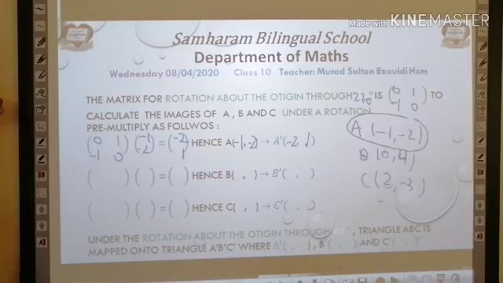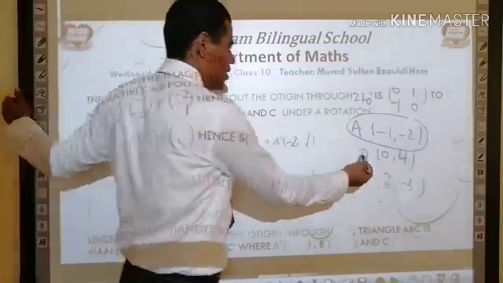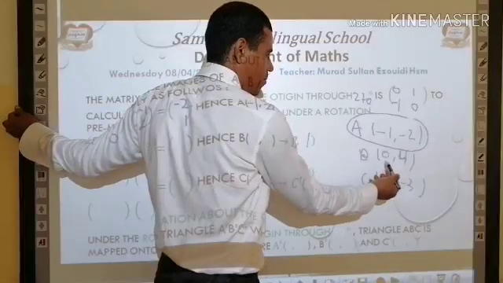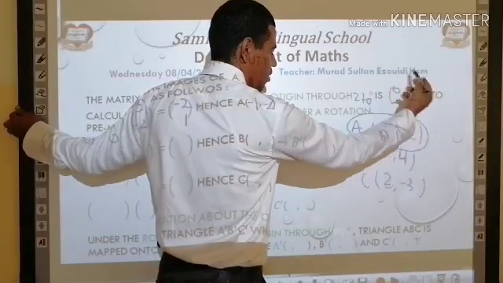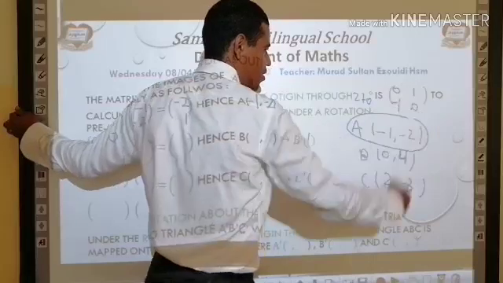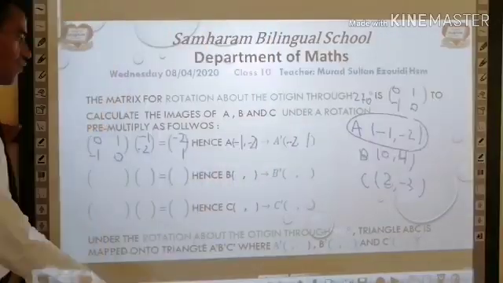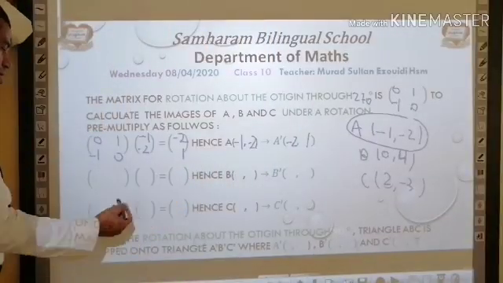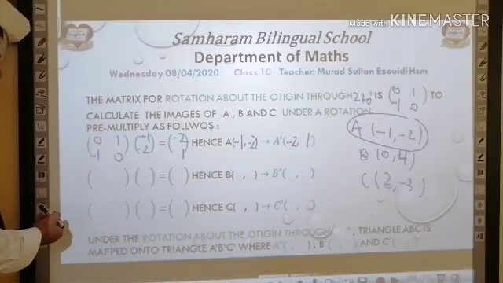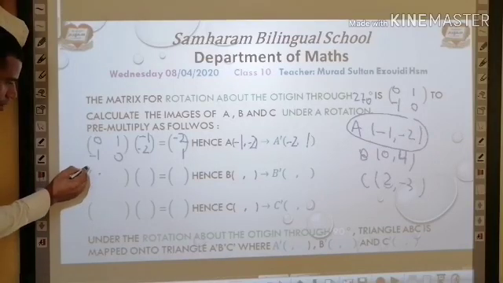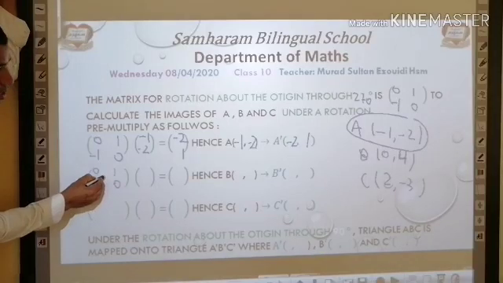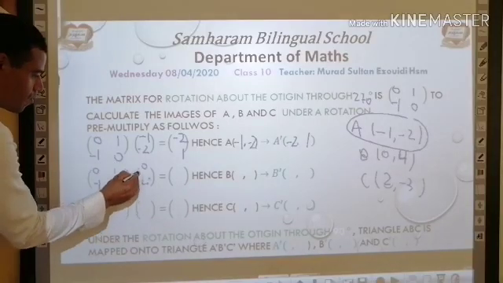Then the next point, to find the coordinates of the point B, just write this as a vector and multiply by the matrix for rotation about the origin, anti-clockwise 270 degrees. You will find B prime, the image of the point B. So I'll just write 0, minus 1, 1, 0 multiplied by what? By 0, 4.